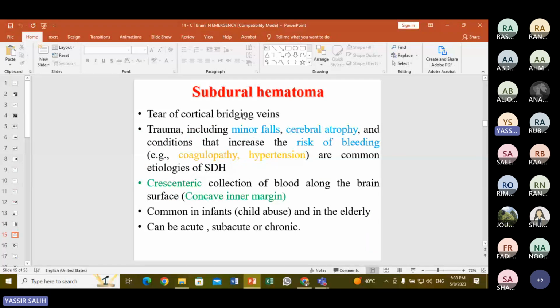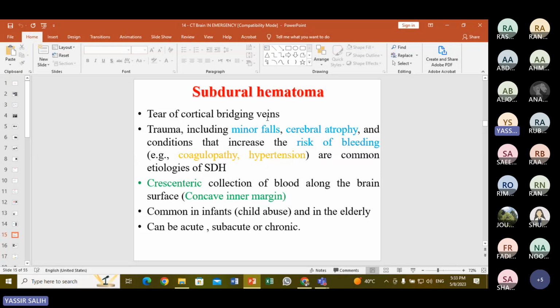Now to the subdural. As we agreed, the subdural is the space between the arachnoid and dura. The source of this hematoma is the cortical bridging veins. Notice that there it was from the middle meningeal artery, but here it is from the veins. Here, the veins have low pressure, so the blood comes in small amounts. So it is caused by tearing of the cortical bridging vein.